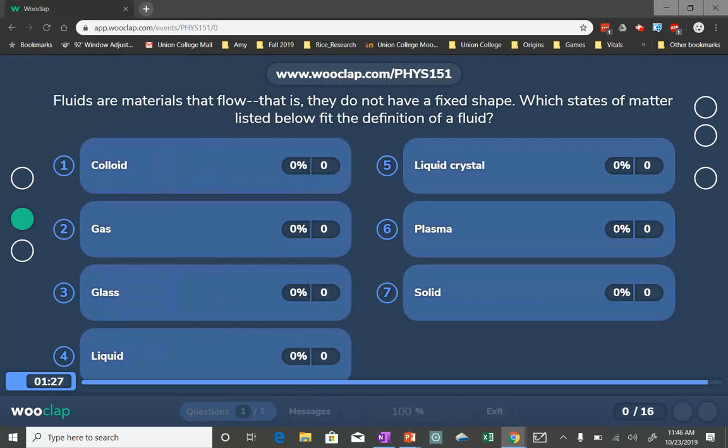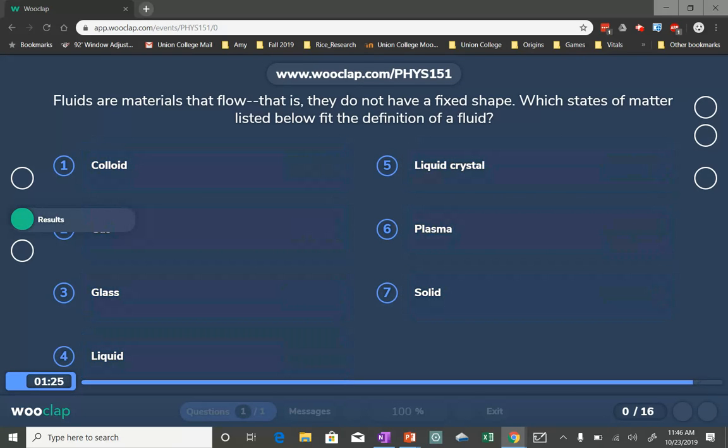Okay, so here's our question. Fluids are materials that flow. That is, they do not have a fixed shape. Which states of matter listed below fit the definition of fluids? You're answering more than one. So which ones of these will flow? Because that's our topic for this chapter: it's not solids, liquids, gases, it's fluids.